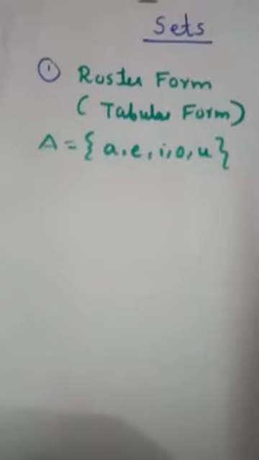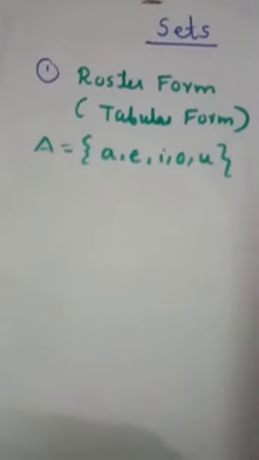Suppose the vowels in English, how do we represent them in roster form? A is equal to, in curly brackets, a, e, i, o, u. That is roster form. While writing the roster form, the set A is in a capital letter, then put a bracket, and inside the bracket, small letters with commas: a, e, i, o, u. Never repeat the elements, and the order of the members is not considered. We can write in any order.